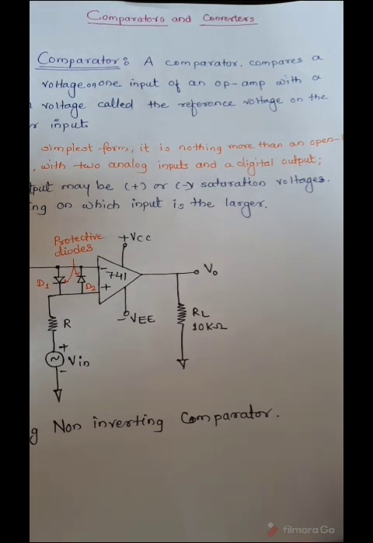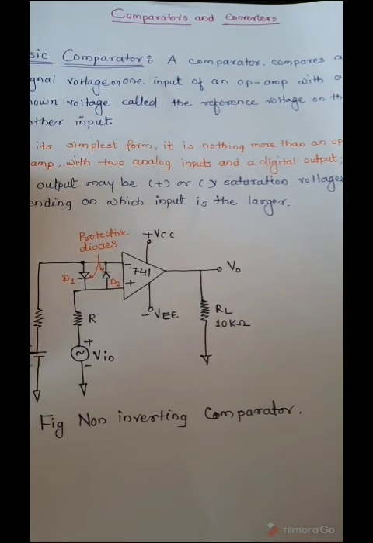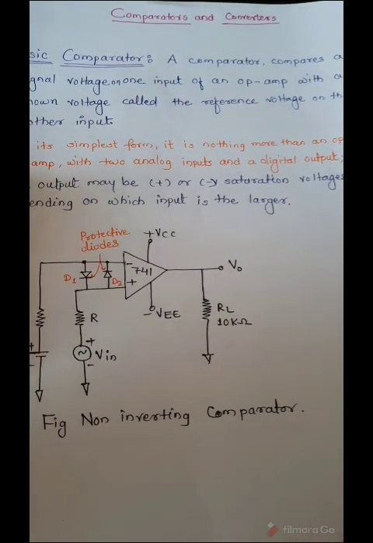Or we can say in the simplest form, comparator is nothing more than an open loop op-amp with two analog inputs and a digital output. The output may be a positive saturation or negative saturation voltage depending on which input is the larger input. So simply this circuit will compare the inputs to the input terminals.